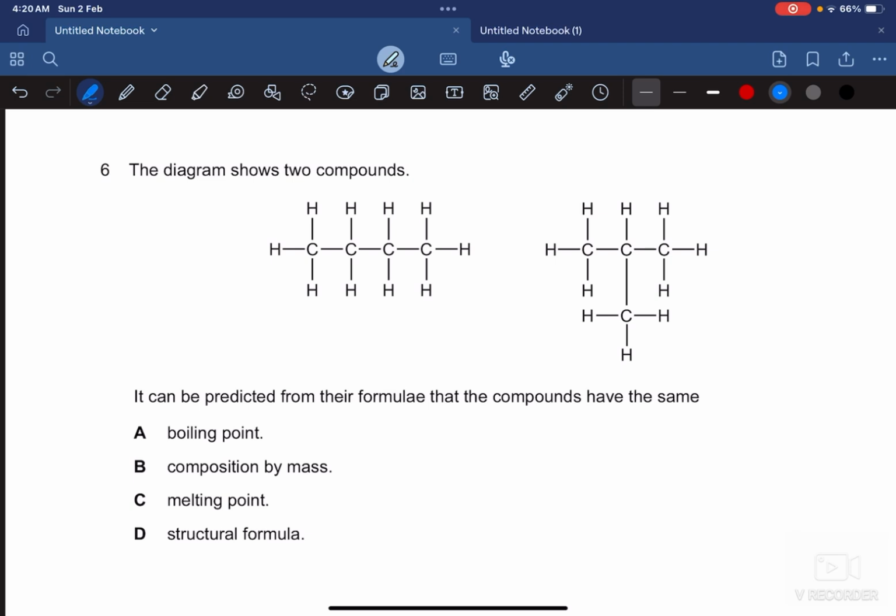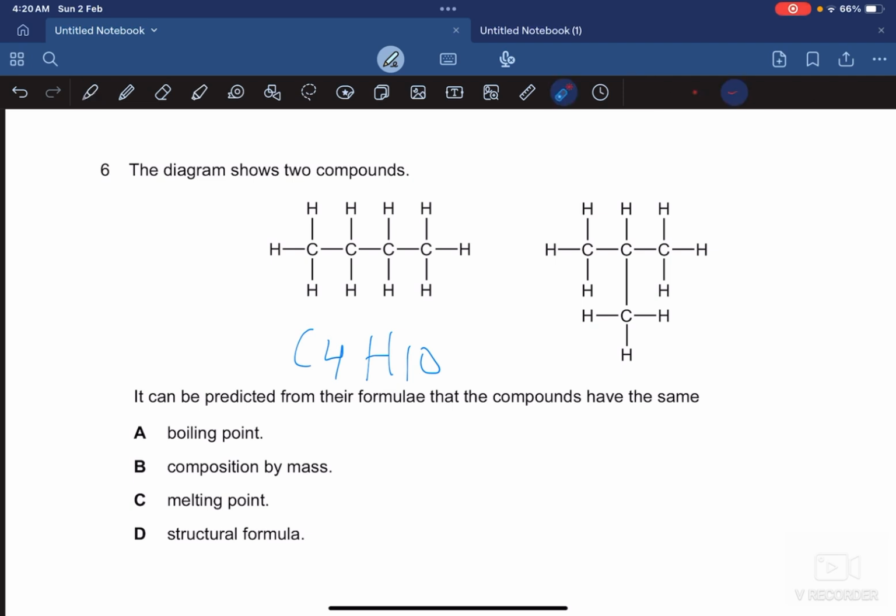First let's count in the first one. That's 1, 2, 3, 4. So we have 4 carbon atoms. So I'm going to write C4, and we have 1, 2, 3, 4, 5, 6, 7, 8, 9, 10 hydrogen atoms. So together we have C4H10. Okay?